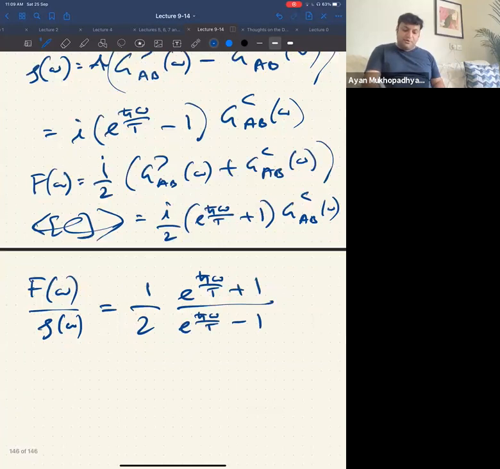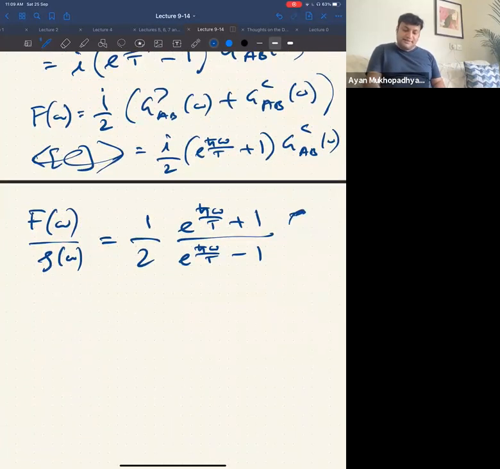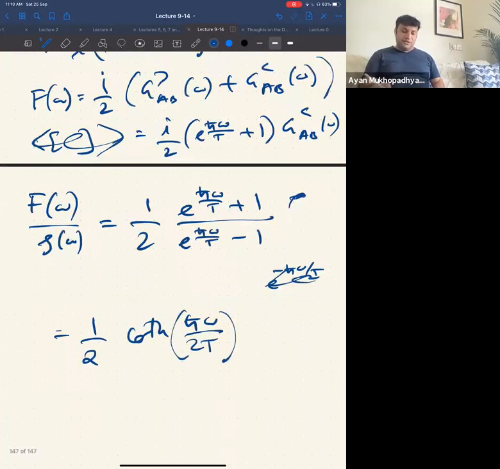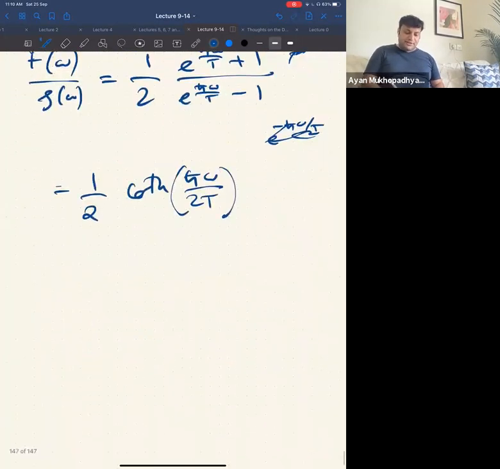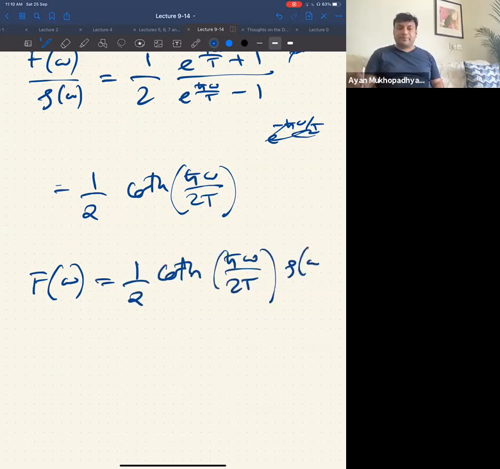So if I now multiply upstairs and downstairs by e to the power minus h bar omega by 2T, I would simply get nothing but half coth of h bar omega by 2T, right? So then I get the fluctuation dissipation relation, which says the anti-commutator has to be nothing but half of coth of h bar omega by 2T times rho of omega.